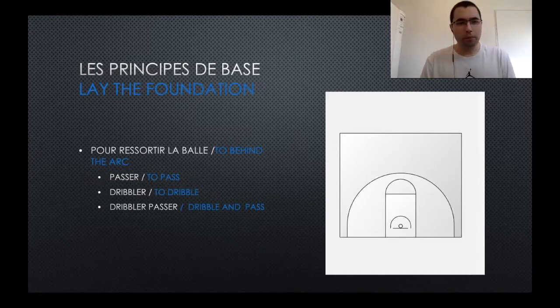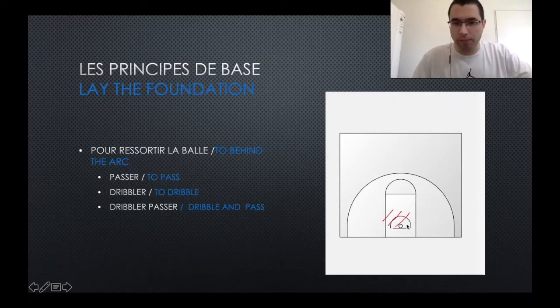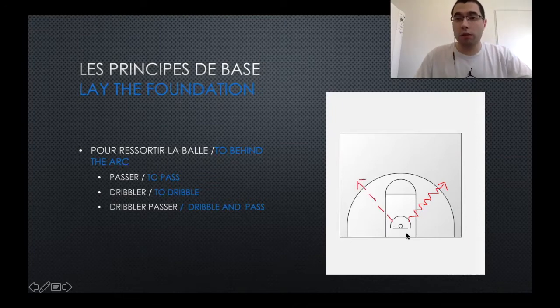One of the main fundamentals of a successful transition offense is how you bring the ball outside the arc when you obtain a ball possession. Most of the time, you will obtain a ball possession in this area, and from here you will have 3 options to bring the ball behind the arc. First option is to dribble the ball outside the arc. The second one is to pass it directly right after obtaining the possession. And the last one is first to dribble and then to pass it. So let's lay the foundation before we watch the video examples.